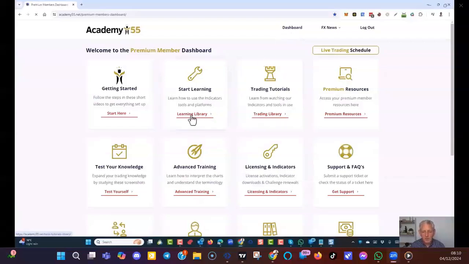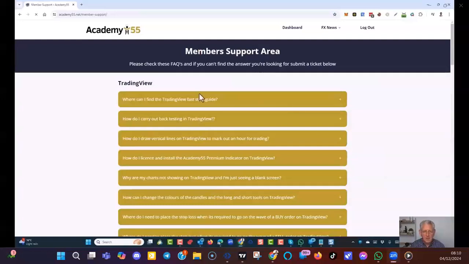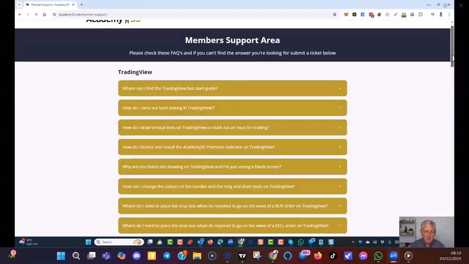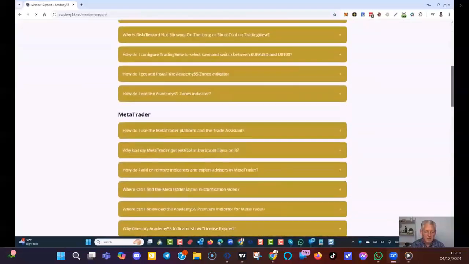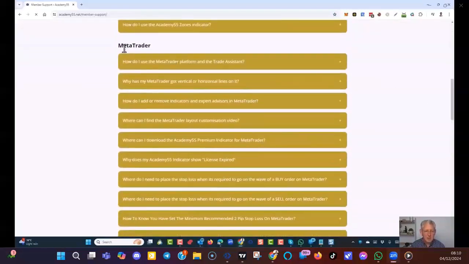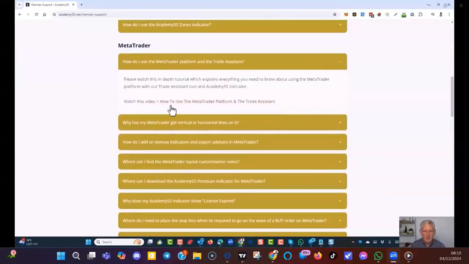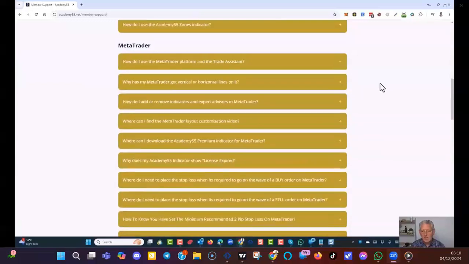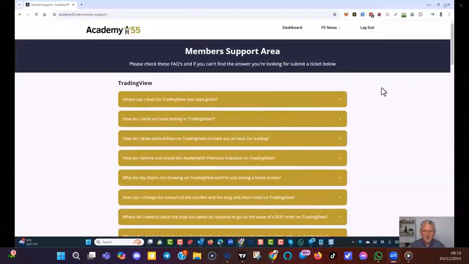Now, one more thing just to mention here. If you're looking for anything in particular, if you come down to the support name of FAQs, click on Get Support, and in this area you'll find a detailed FAQ section, and you can come through here. For example, if you're looking for an answer to a question about MetaTrader, have a look through these, and once you click through you'll find direct links to videos that give you answers to most of the questions that we get asked on a regular basis.